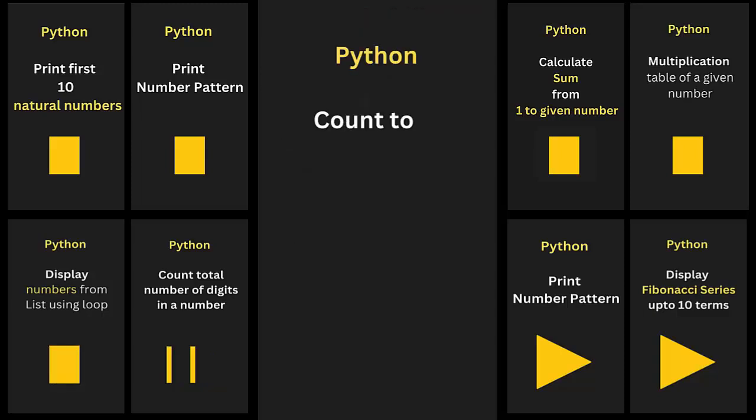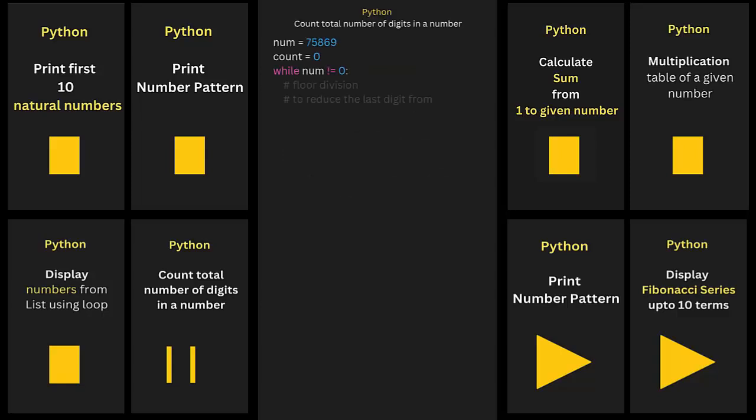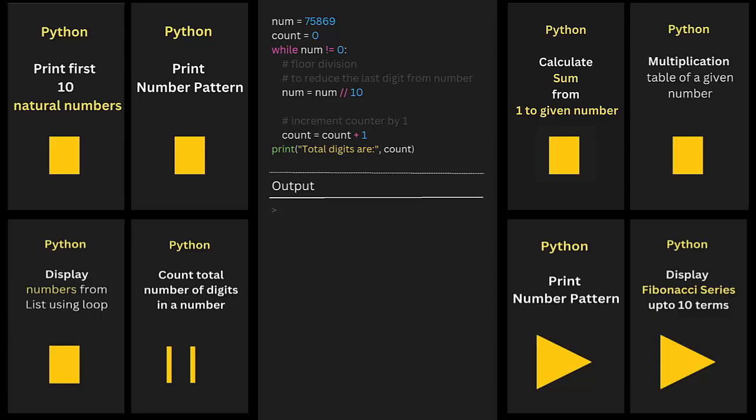This program counts the number of digits in a number. It uses a while loop that repeatedly removes the last digit by using floor division by 10. Each time, it increments a counter. When the number becomes 0, it prints the total digit count.